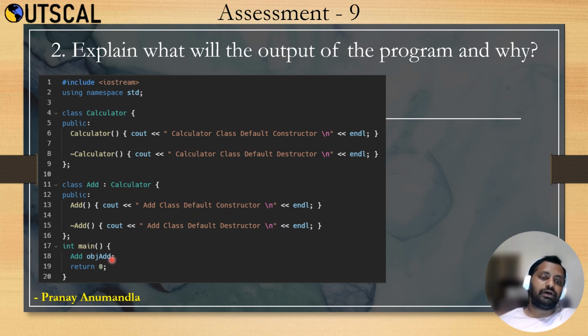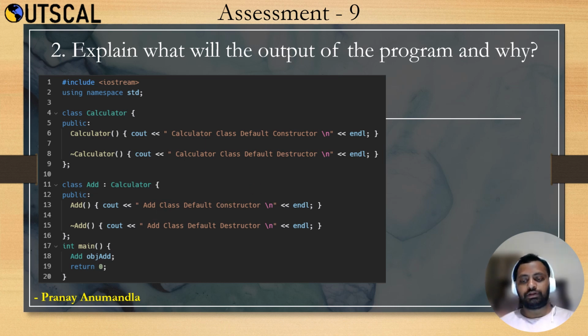So the object is created here. For add class, when the object is destroyed, it will call the derived class destructor itself first. Then it will call the calculator destructor, because the object is created for the add class. When control runs out of scope, the object will be destructed automatically. When the object is destructed, it will call the add class destructor first, then the calculator class destructor second.